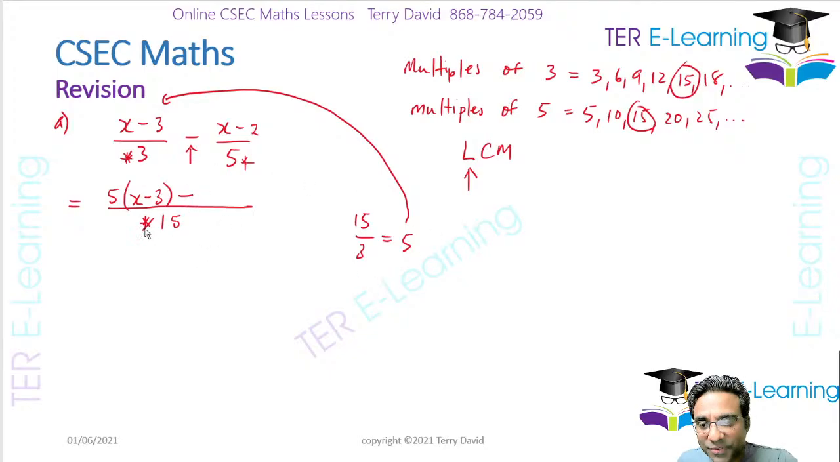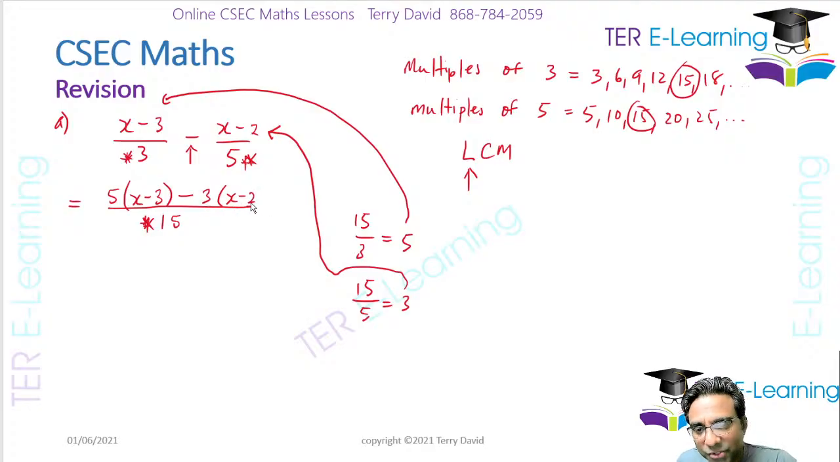So I have to take this 15 and divide it by this 5 here. So 15 divided by 5, you're going to get 3, right? And I need to take that answer and multiply by my numerator. So this is going to be 3, open brackets, x minus 2.